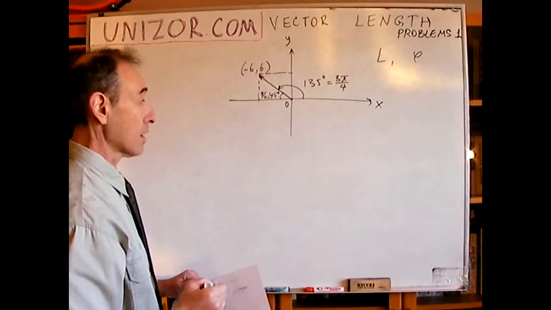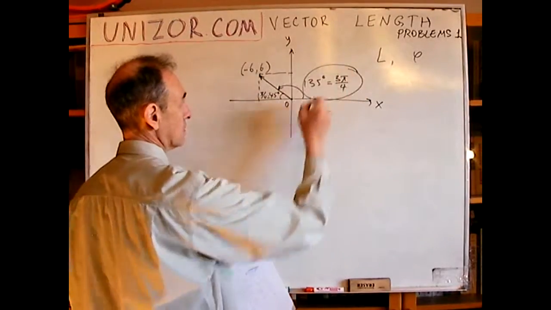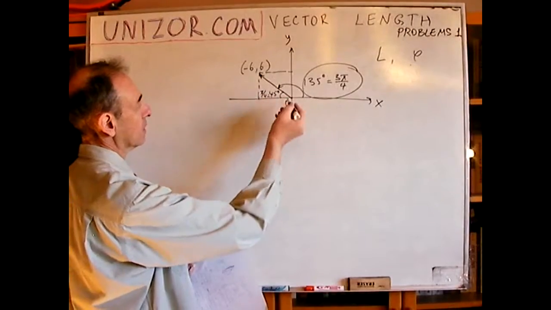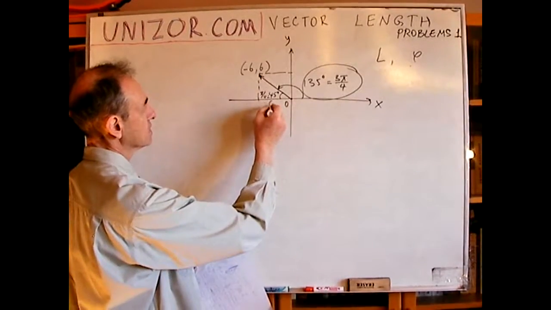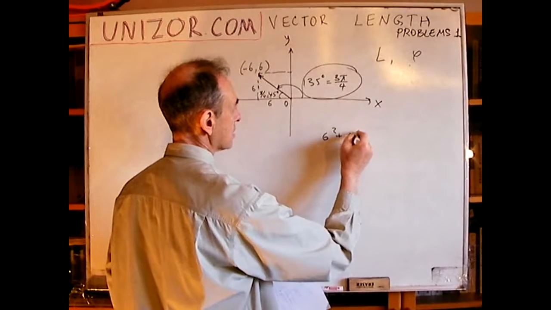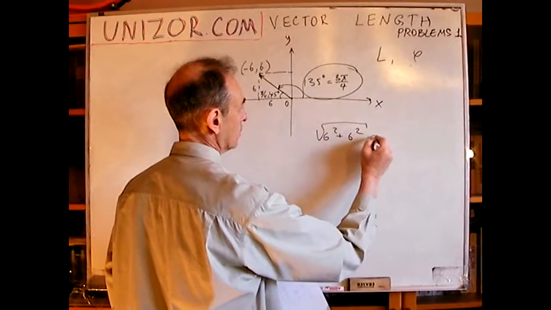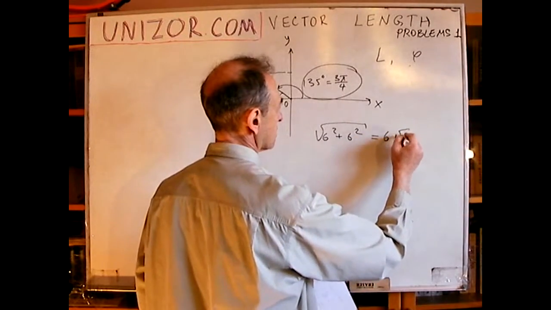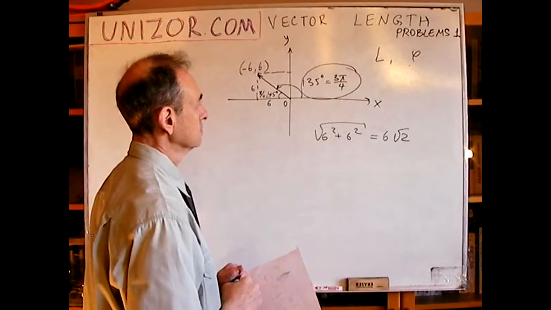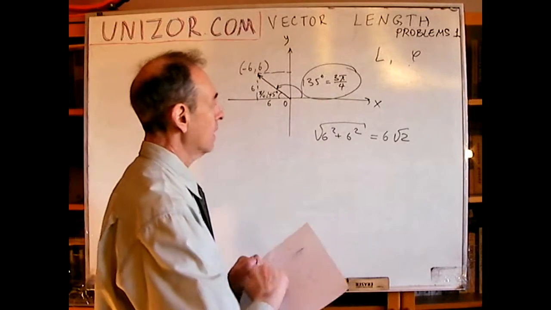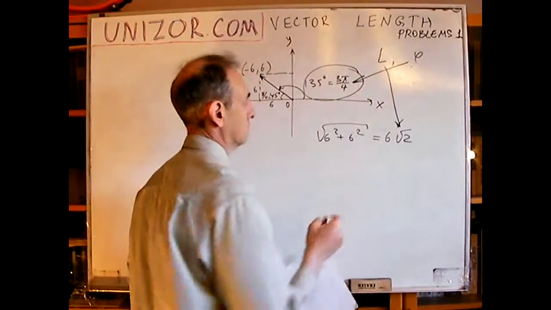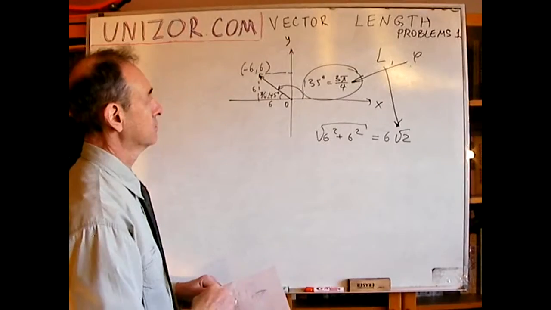So we know the direction, which is this. This is an angle, phi. And the length is basically from the right triangle, Pythagorean theorem. If this is 6 and this is 6, you have 6 squared plus 6 squared, which is 6 square root of 2, right? So this is L, and this is phi. End of story.